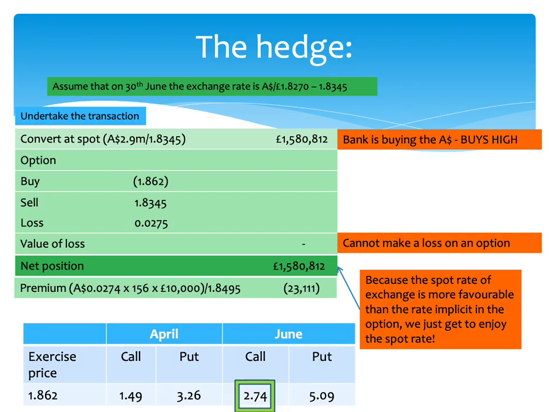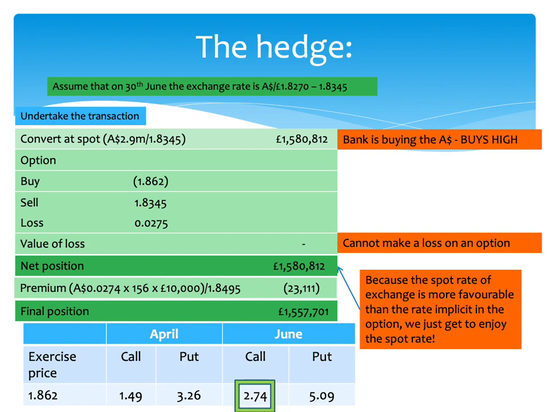That's going to give you your overall premium in sterling, which is £23,111. So if we take that off the net position, we end up with our final position here, which is £1,557,701. Now remember, the premium is always paid regardless of whether you have a gain or a loss, so you have to make sure that premium is in there, whatever your decision on the option.